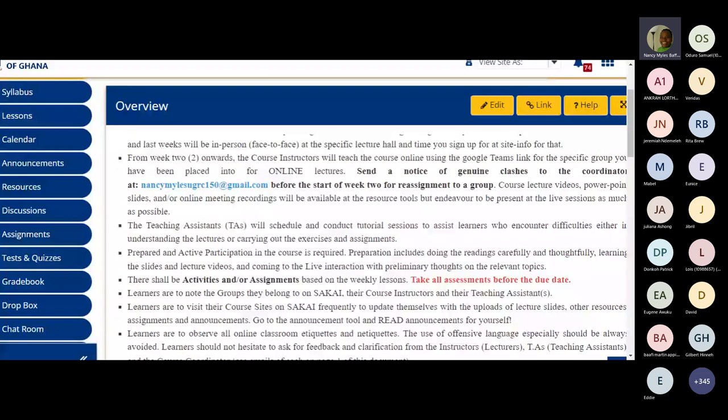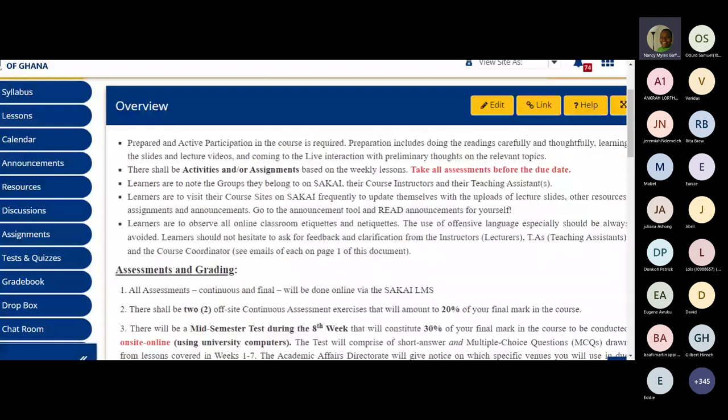Activities, see. Take all assessments before the due date, friends. I don't want to have too many issues, and I don't want to cry with you when you come, because of some 10% assignment that you didn't get, you are scoring a grade you don't want. We won't be able to do anything about that. That is why we are telling you before. So do all assessments before the due date.